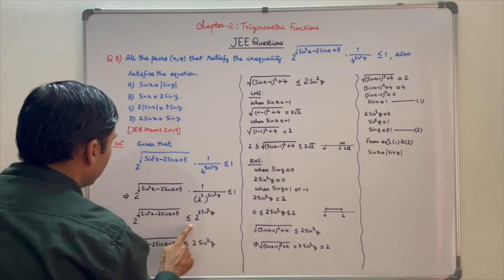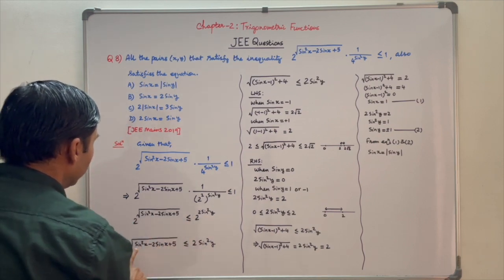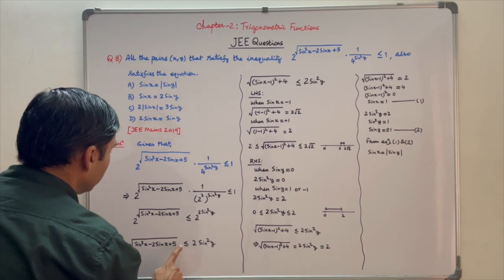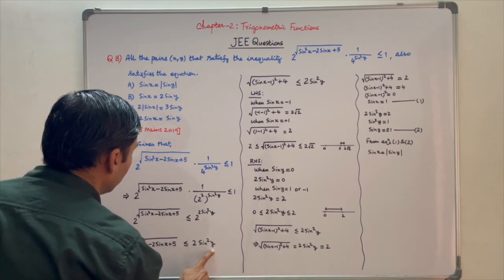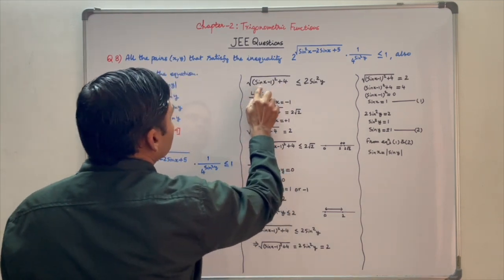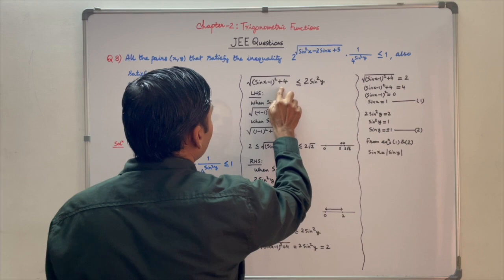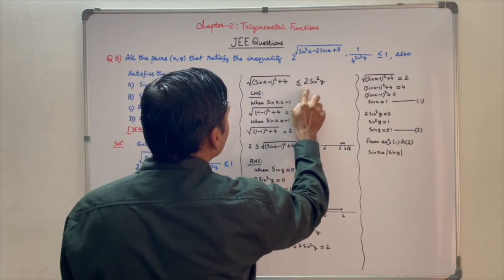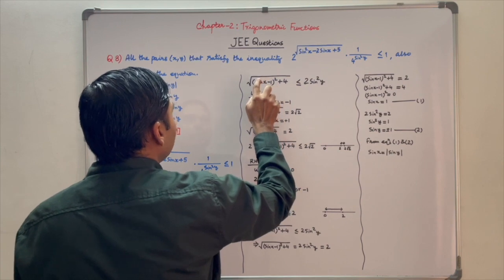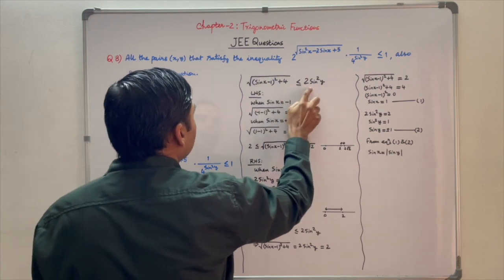Now bases are same. So we can write this inequality as under root sin square x minus 2 sin x plus 5 is less than or equal to 2 sin square y. This can be written as under root sin x minus 1 whole square plus 4 is less than or equal to 2 sin square y. Now we will figure out minimum and maximum values of LHS and RHS.